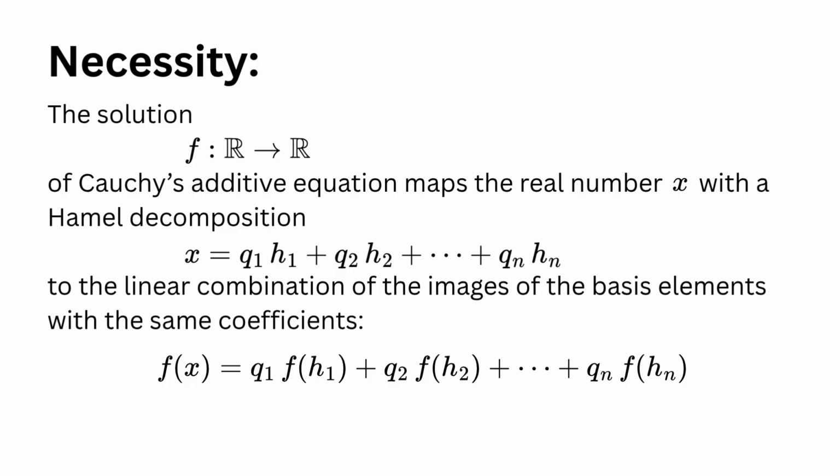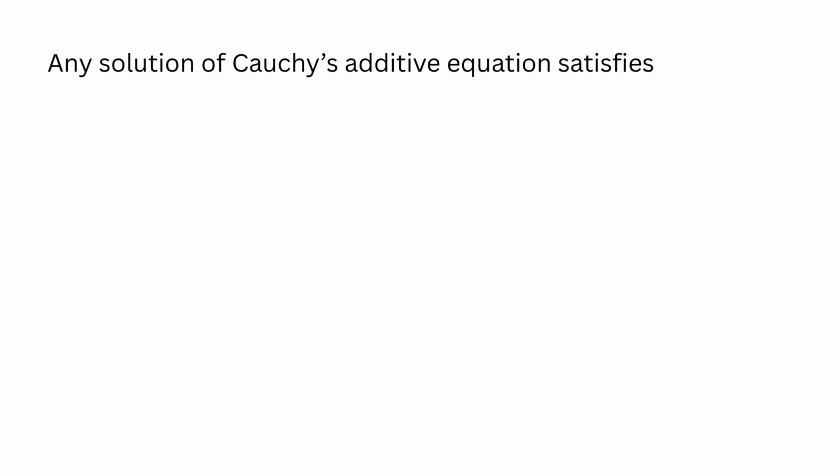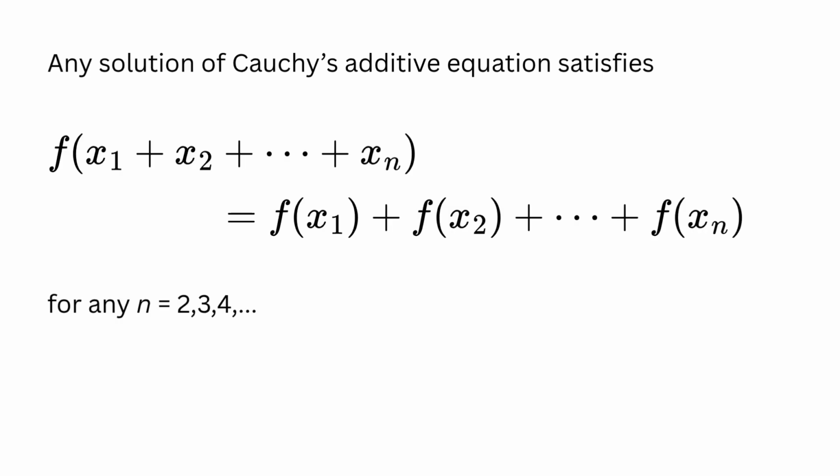If the function f is a solution of Cauchy's additive equation, then it maps the real number x with a Hamel decomposition q1 times h1 plus q2 times h2, and so on, to the linear combination of the images of the basis elements with the same coefficients. To prove it, recall that any solution of Cauchy's equation satisfies the following equation for any set of n real numbers. This equation can be proved inductively from the given equation.